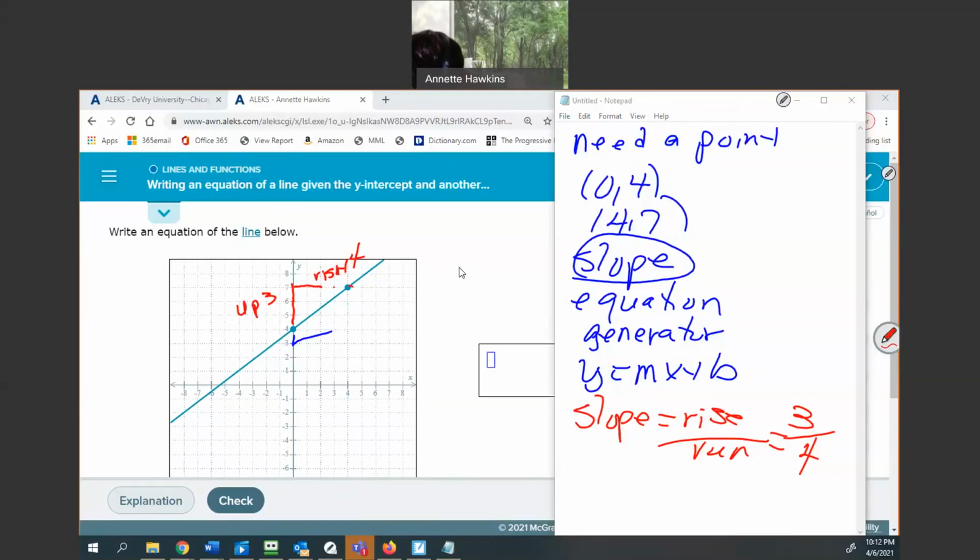And anytime you have the y-intercept, use it. There it is right there. So y equals mx plus b, we are finished. y equals 3/4 x plus 4, because this is the y-intercept.